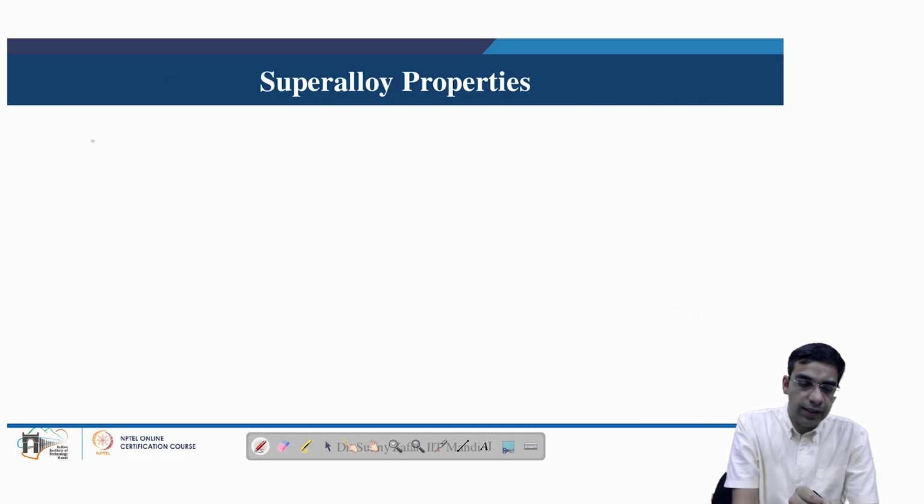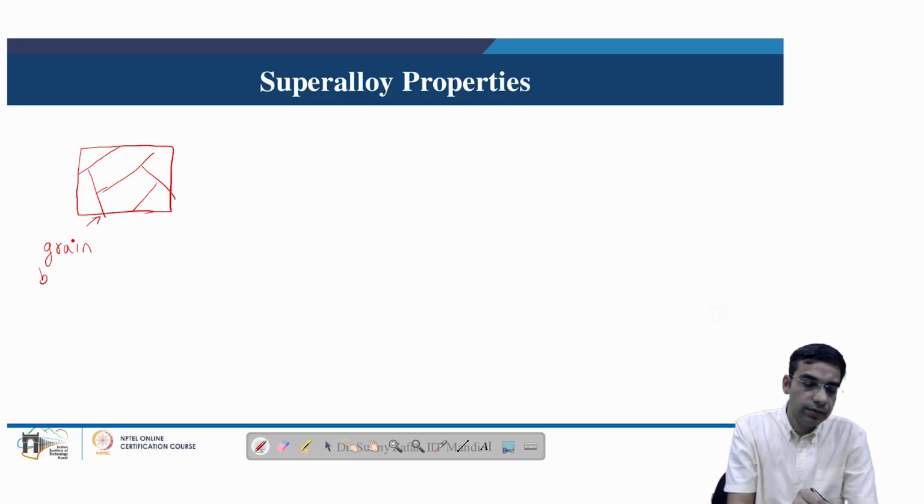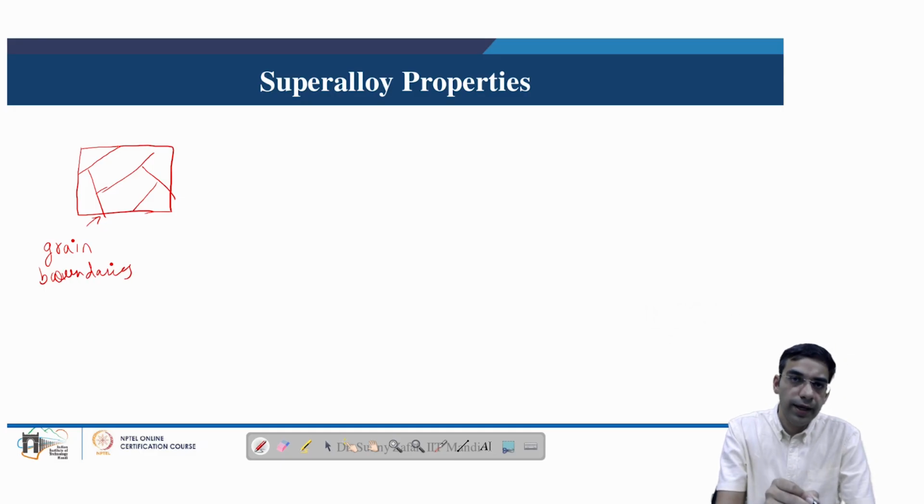So we know that in any generic material, if we see, there will be a lot of grain boundaries present as shown here. These grain boundaries are basically boundaries where grains solidify, and there is a distinct boundary between one grain and the adjacent grain.